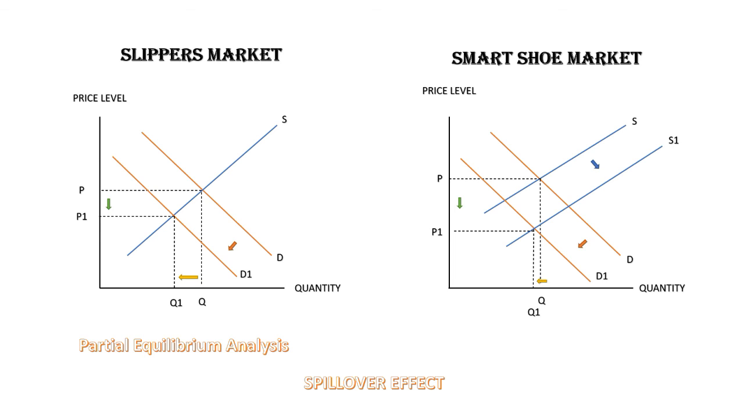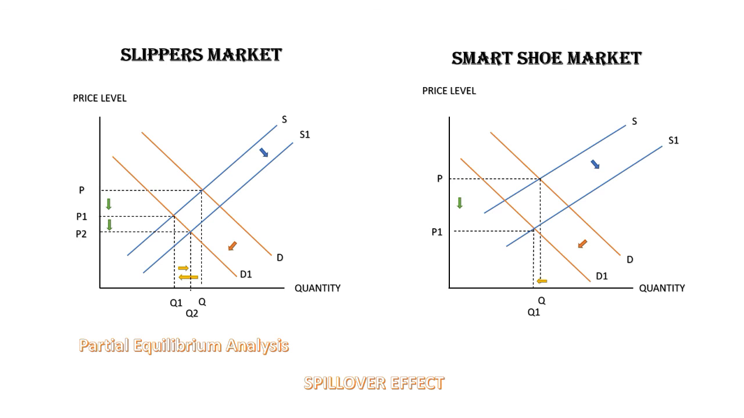This shows the spillover effect, in which the change of equilibrium in the slippers market changes the equilibrium in the smart shoe market. At this time, when the price of smart shoes drops, the supply of slippers will rise in order to lower the smart shoe prices. The supply curve of slippers shifts to the right. The equilibrium slippers price decreases and the equilibrium quantity increases.